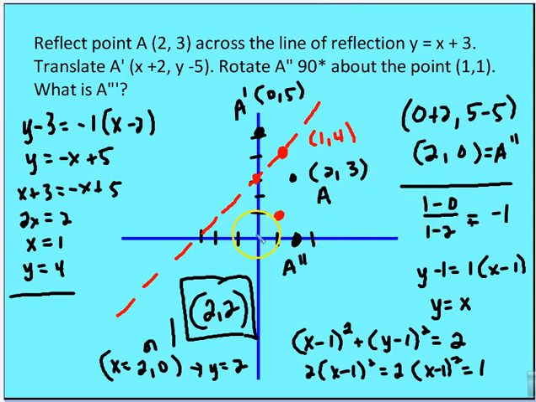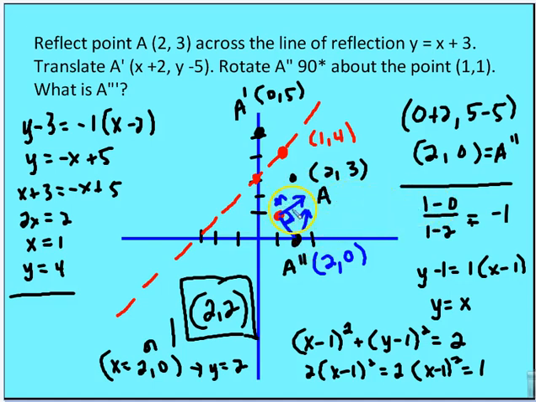And we know that the center of rotation has to be on the perpendicular bisector of 2, 3 and 2, 0. We also know that we're rotating A prime 90 degrees, right? So when we rotate A prime to A triple prime, we're creating a right angle here. So we can take this point, which is 1, 1, and A double prime, which is 2, 0.